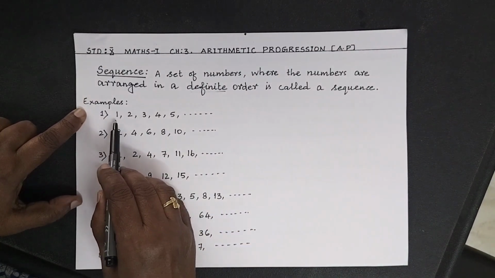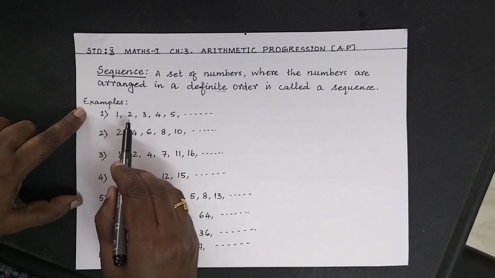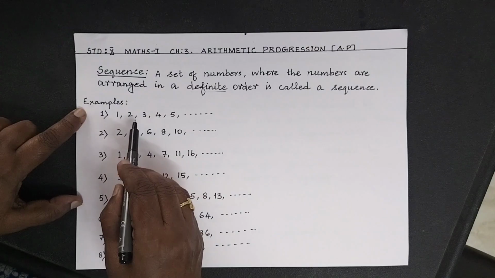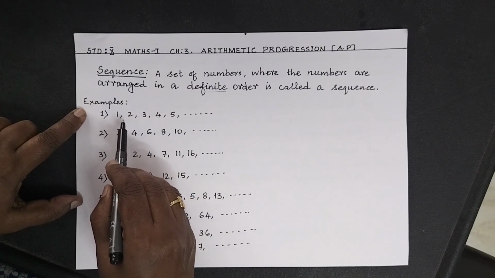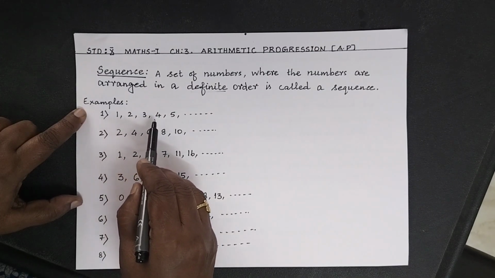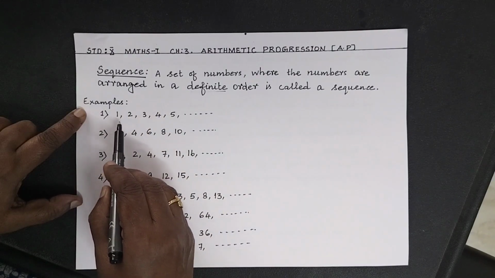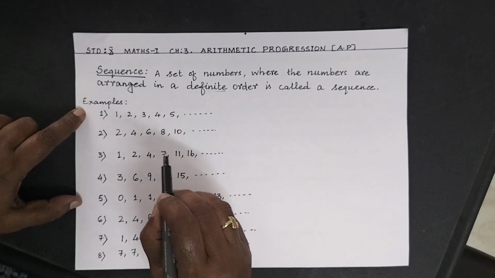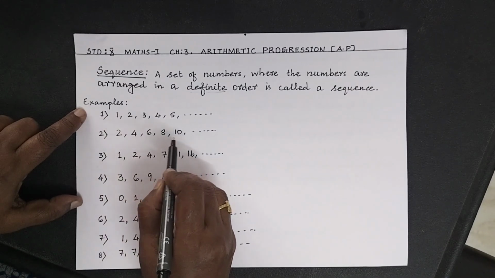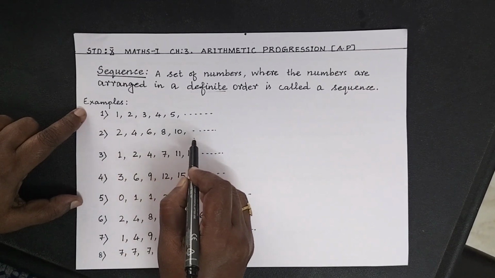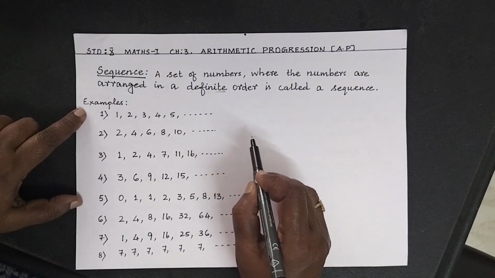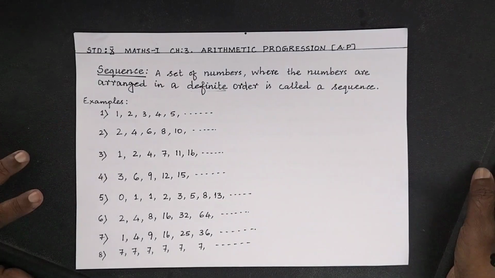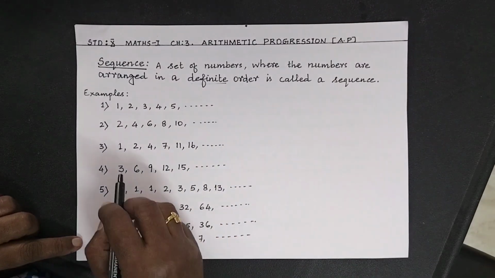Now look at this, the set of natural numbers 1, 2, 3, 4, 5. So the difference is 1. 1 plus 1, 2, 2 plus 1, 3, 3 plus 1, 4, etc. So this is an example of a sequence. Similarly, the set of even numbers 2, 4, 6, 8, 10. Even the set of odd numbers also 1, 3, 5, 7, etc. So these are examples of sequences.